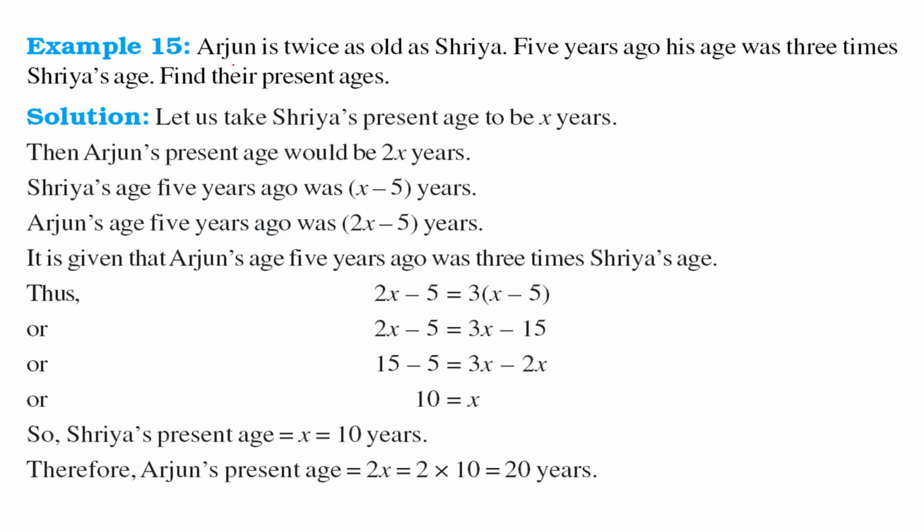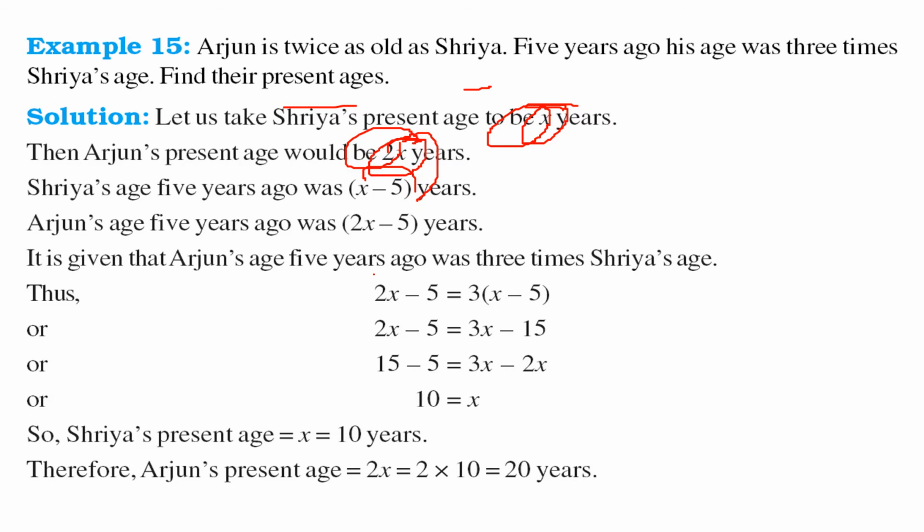Arjun is twice as old as Shriya. 5 years ago, his age was 3 times Shriya's age. We have to find their present ages. So we can start with Shriya's present age, which is x years. So Arjun's present age will be what? Twice, so 2x. Now 5 years ago, we have to subtract 5 from each, so x minus 5 and 2x minus 5.